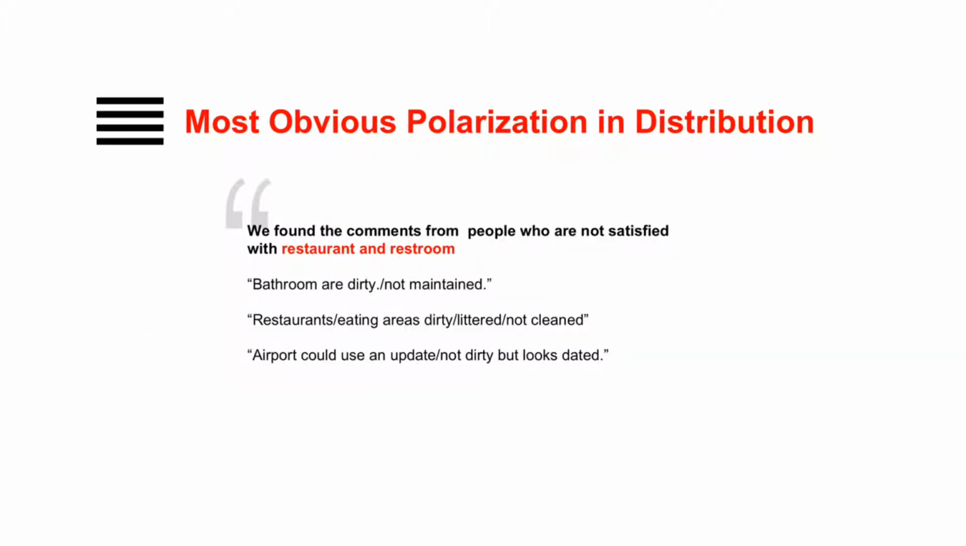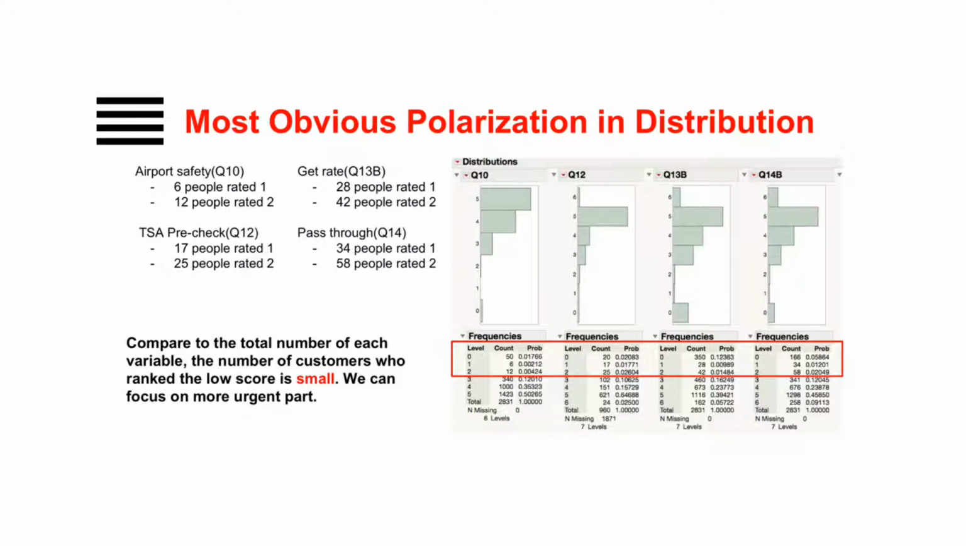We found that comments from people who are not satisfied with restaurants and restrooms say the bathrooms are dirty and not maintained, or the restaurant eating area is dirty, littered, not cleaned, or the airport could use an update, not dirty but looks dated. Also, compared to the total numbers of each variable, the number of customers who gave the lowest score is small, so we can focus on the more urgent part.